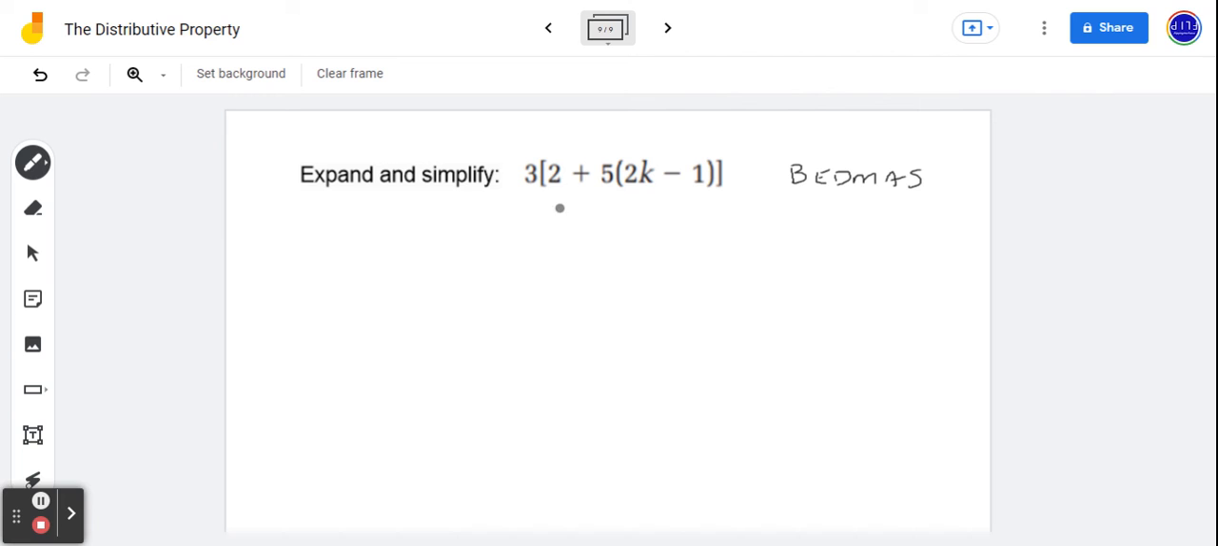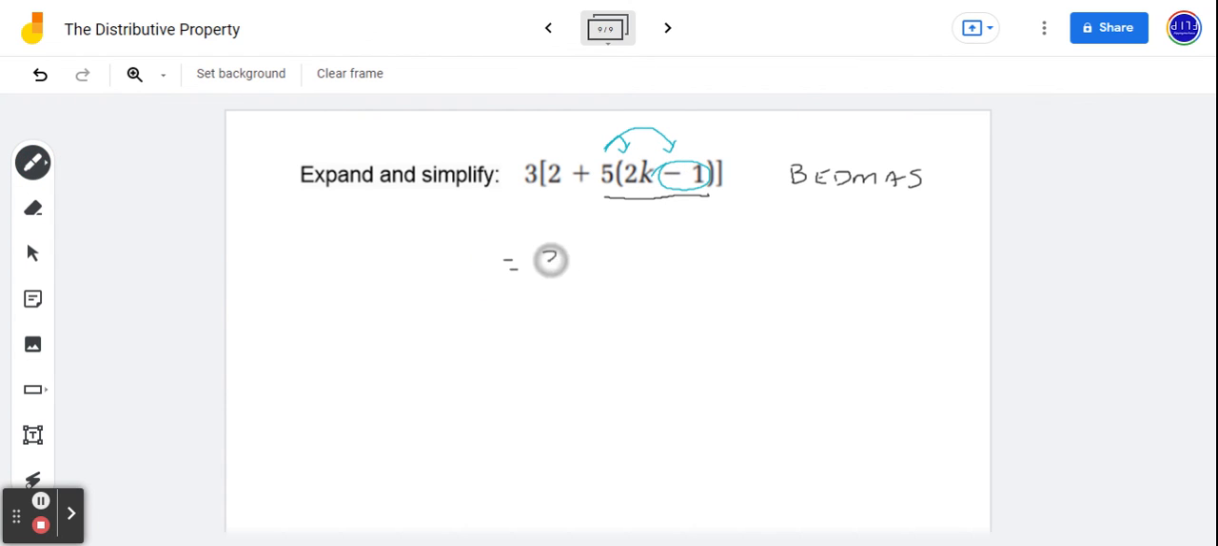So what we want to do is we're going to work inside the square bracket. Now also recognize in the square bracket we do have 2k minus 1 in brackets. So what we need to do first is we have to remove its brackets by distributing the 5 over top of the 2k and the minus 1. So let's do that first, and then we'll keep going.